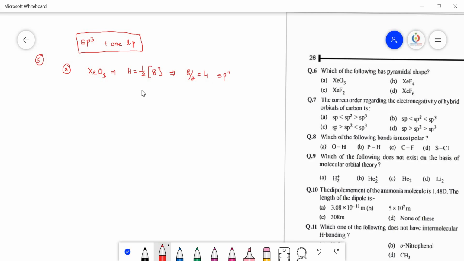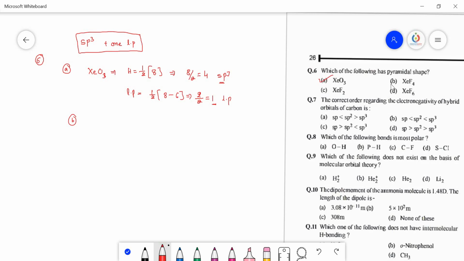So that is sp3 hybridization. Now let us see the lone pair of electrons: half into valency is 8 minus each oxygen forms 2 bonds, and like that 3 oxygen atoms are there, so they form 6 bonds. 8 minus 6, that equals 2, and 2 by 2 is equal to 1 lone pair. So this molecule has sp3 hybridization with 1 lone pair of electrons, so it will have the pyramidal structure, XeO3.